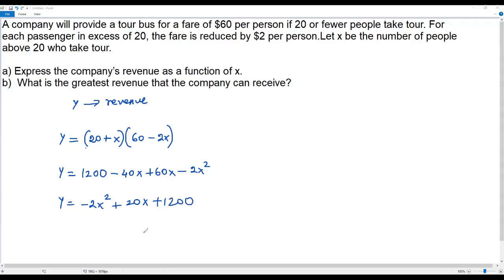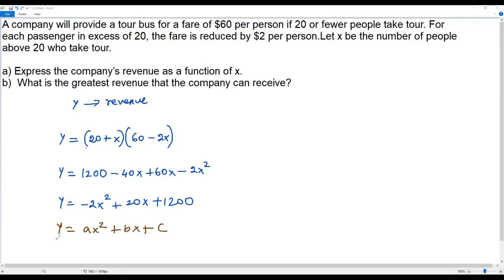This is how we write an algebraic expression. This is the standard form of writing an algebraic expression, in descending order of the degree. It is in descending order of the exponent of the variable. So 2, 1, and for the constant term, the exponent of the variable is 0. Okay, now this is a quadratic function, which is in the form of y equals ax squared plus bx plus c.